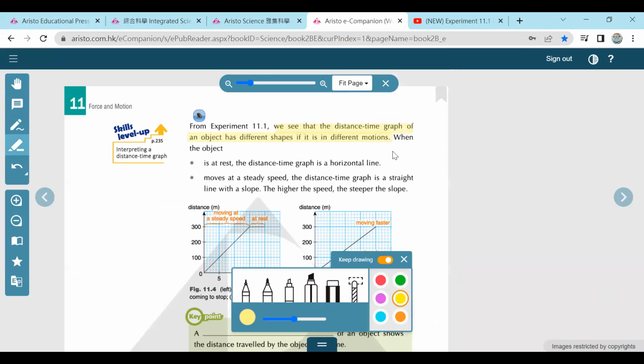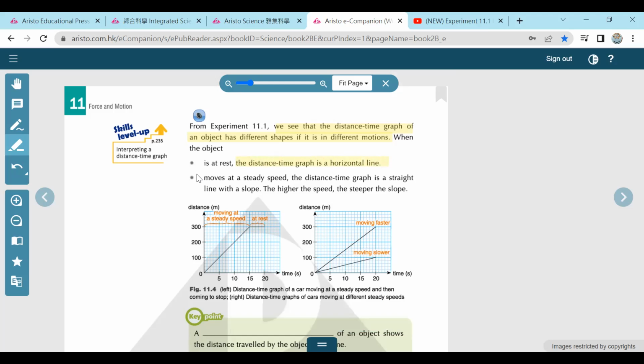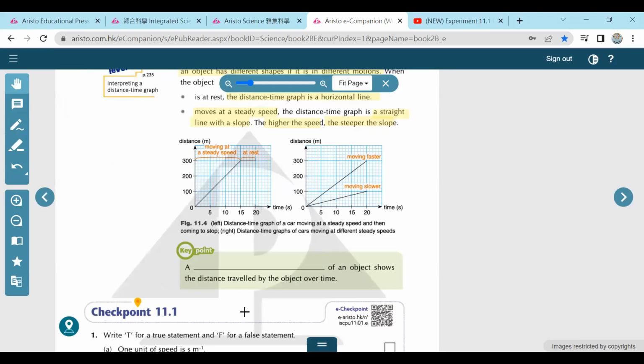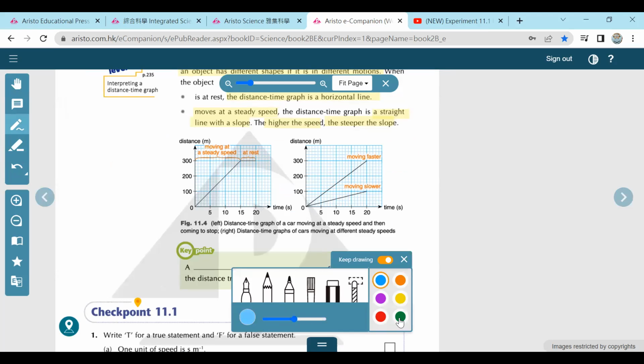When we look at a distance time graph, the shape is different for different motions. When the object is at rest, the distance time graph is a horizontal line. When the object moves at a steady speed, the distance time graph is a straight line with a slope. The higher the speed, the steeper the slope. So this is our distance time graph.